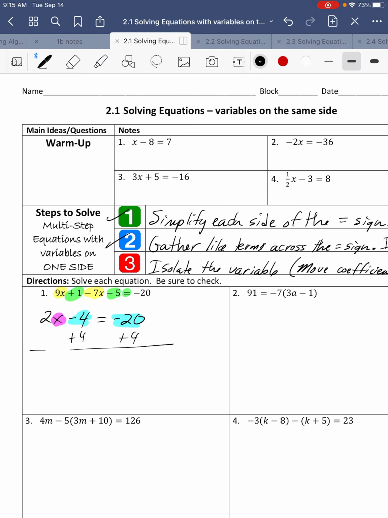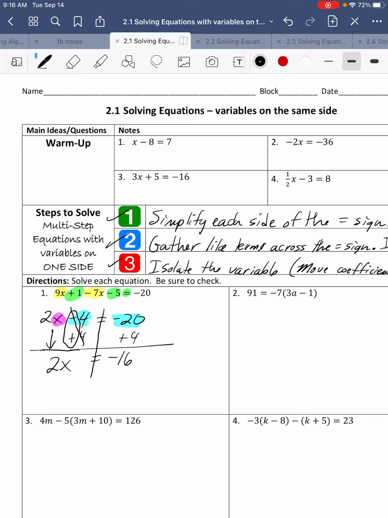So we gather like terms across the equal sign. Anytime you're going across the equal sign, moving from one side of the equal sign to the next, you are going to do opposite operations. So if it's a negative 4, you're going to add 4, because negative 4 plus 4 is 0. And then negative 20 plus 4 is negative 16. And the only thing that's left, that 2x will come down.